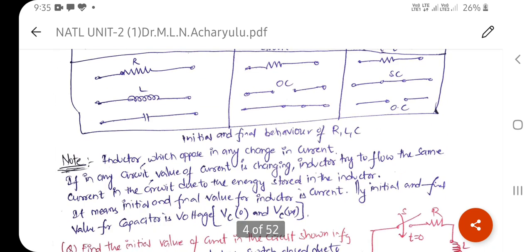Now take the inductor, which opposes any sudden change in current. If the circuit current is changing, the inductor tries to keep the same current flowing in the circuit due to the energy stored in the inductor itself. So the initial and final values are the inductor current. Similarly, for the capacitor, the initial and final values are the voltages.